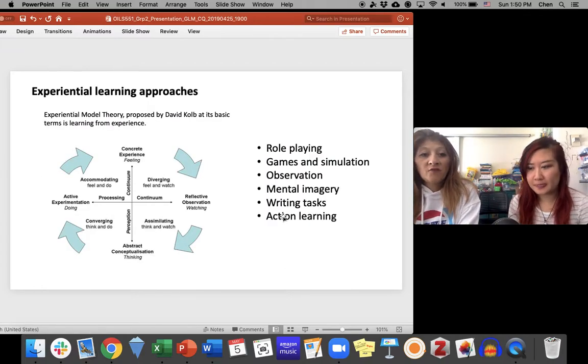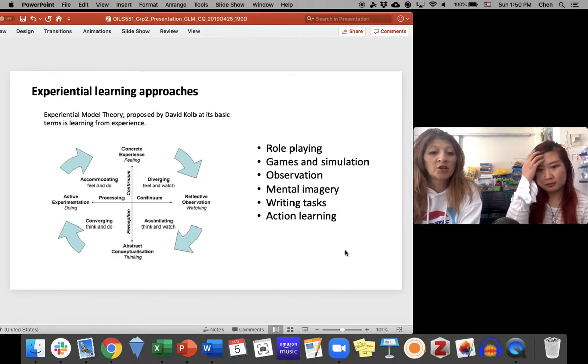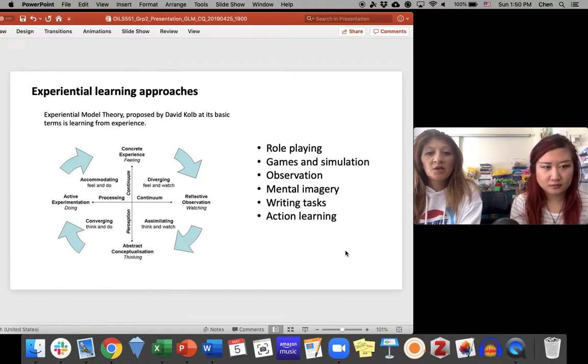The next one that I worked on was the experiential learning approach. This theory involves role-playing, games and simulations, observation, mental imagery, writing tasks, and action learning. I did put up the model from David Kolb that talks about where this learning comes into play, breaking down the concepts. You have feeling, watching, thinking, and doing, and that's the experience that you get from each one of these learning approaches.